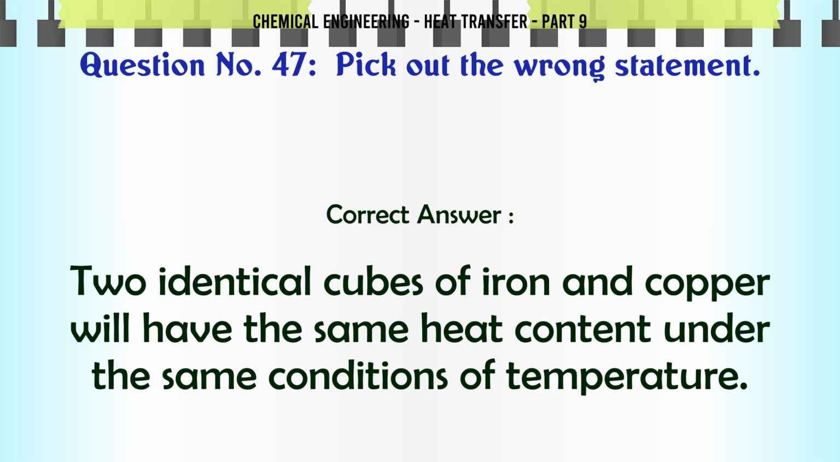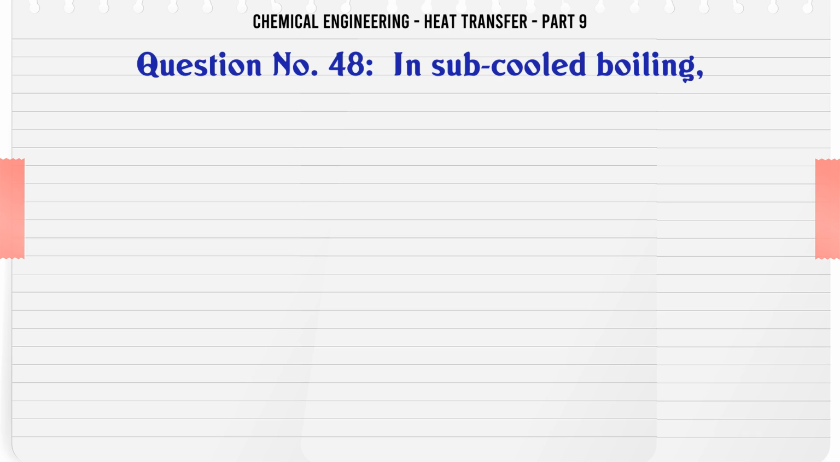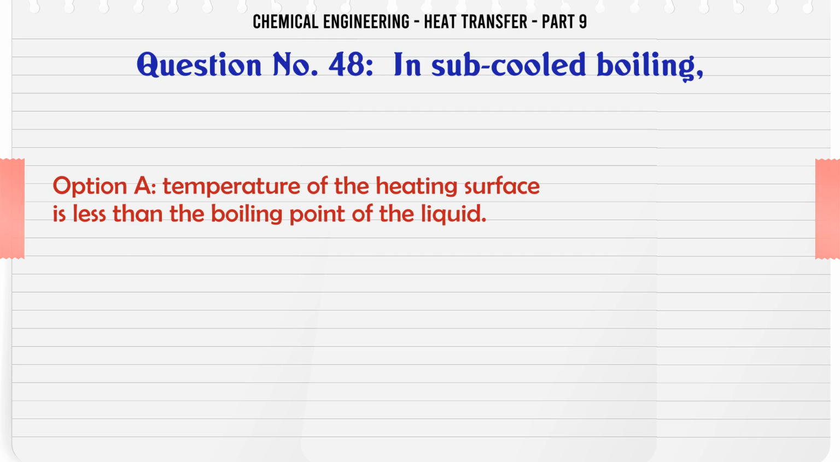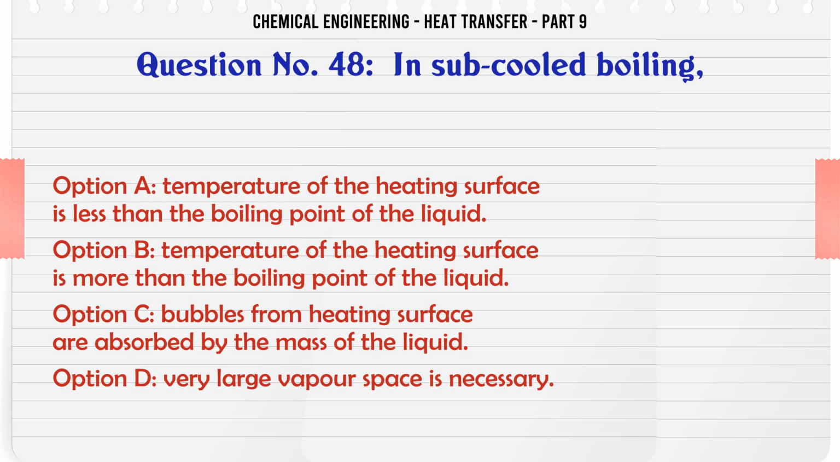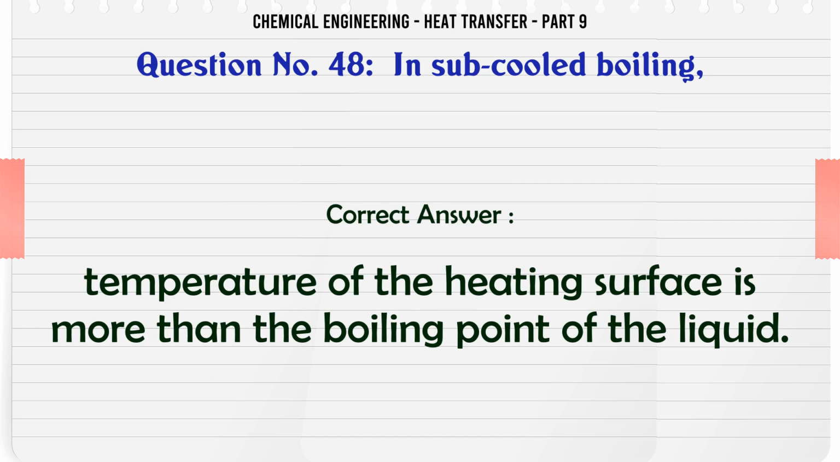In subcooled boiling, A. temperature of the heating surface is less than the boiling point of the liquid. B. temperature of the heating surface is more than the boiling point of the liquid. C. bubbles from heating surface are absorbed by the mass of the liquid. D. very large vapor space is necessary. The correct answer is temperature of the heating surface is more than the boiling point of the liquid.